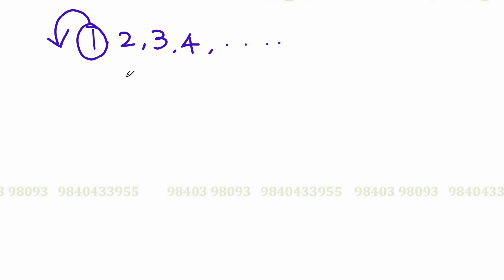What is the predecessor of 1? 0. But 0 is not in the natural numbers. 0 is not in this list. 0 is not a natural number. If you add 0, you'll get what? That is whole numbers. Okay, right.